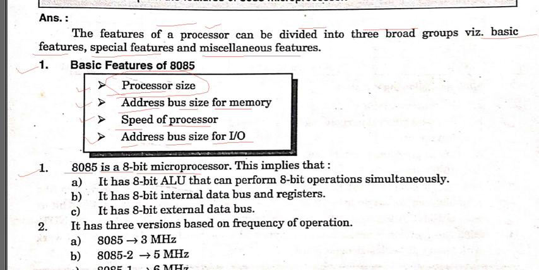ठीक है, मीन्स एट ए टाइम वो 8 बिट यहाँ पे प्रोसेस कर सकता है. मीन्स जैसे एडिशन है, सब्सट्रैक्शन ऑफ टू नंबर है, सो मैक्सिमम इट कैन सपोर्ट द 8 बिट डेटा एट ए टाइम. सो दैट्स व्हाई इट इज़ 8 बिट प्रोसेसर. तो 8085 को 8 बिट प्रोसेसर भी यहाँ पे कहा जाता है. सो इट मीन्स दैट इट हैज़ द 8 बिट ALU दैट कैन परफॉर्म द 8 बिट ऑपरेशन साइमल्टेनियसली.